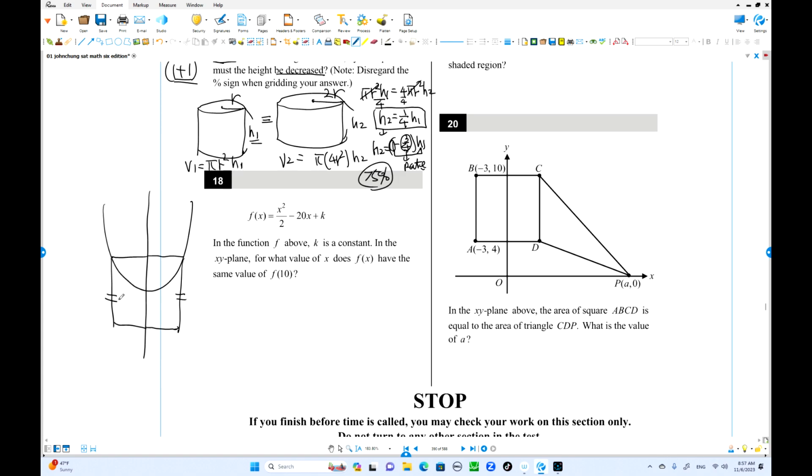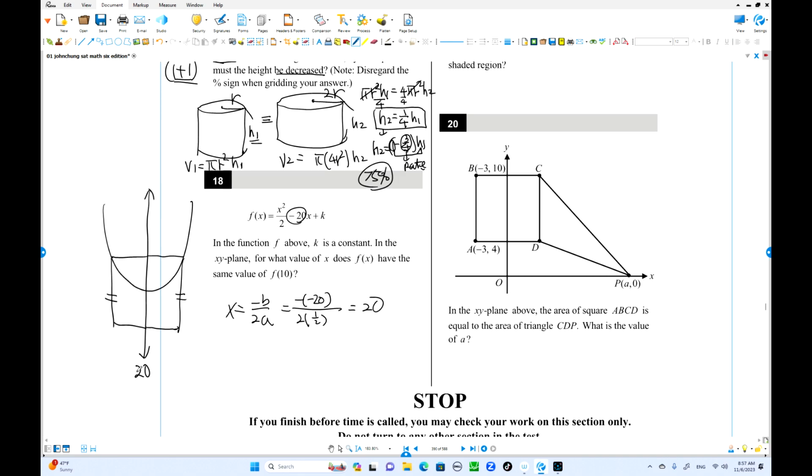A parabola is actually symmetric about this line. The name of this line is called what? The axis of symmetry. So where is the axis of symmetry? x equals what? Negative b over 2a, right? b is negative 20, negative 20 over 2 times a, which is 1/2, which equals what? 20, isn't it? That is 20 over here.